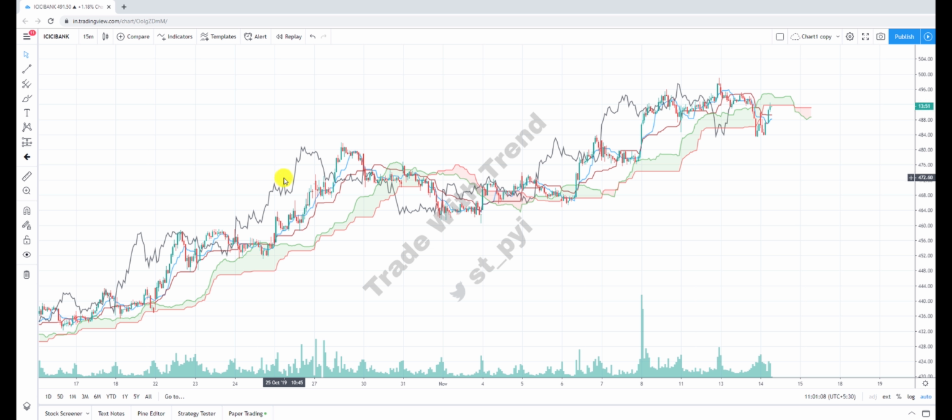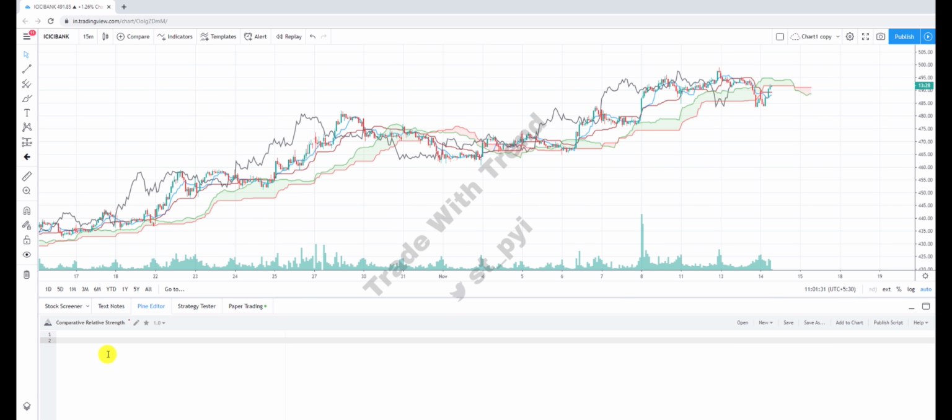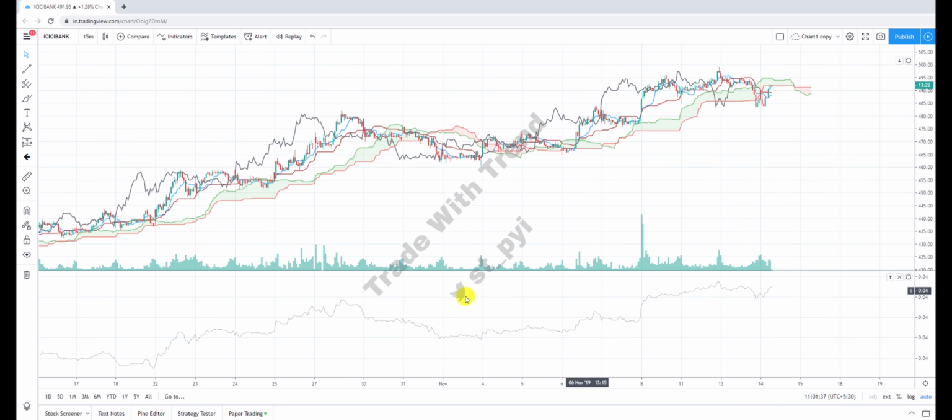Before we move forward, we would require one more indicator on the chart, and that is the comparative relative strength indicator. For including the indicator on this chart, go to the Pine editor and paste the code that I have left in the comment section. So I am pasting the code for relative strength here and then add to chart. Now minimize this and the relative strength line would be visible here. Through the relative strength line, you're only going to see which stocks are underperforming the market and outperforming the market.